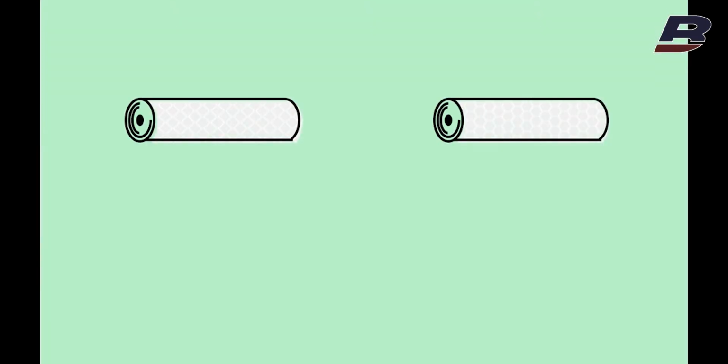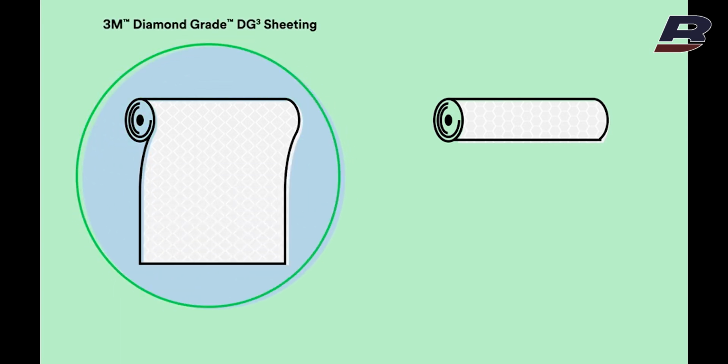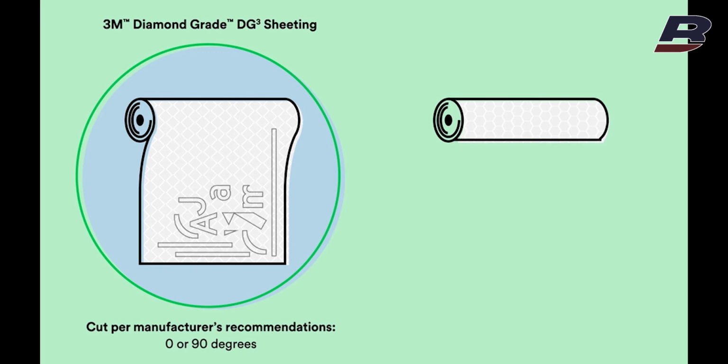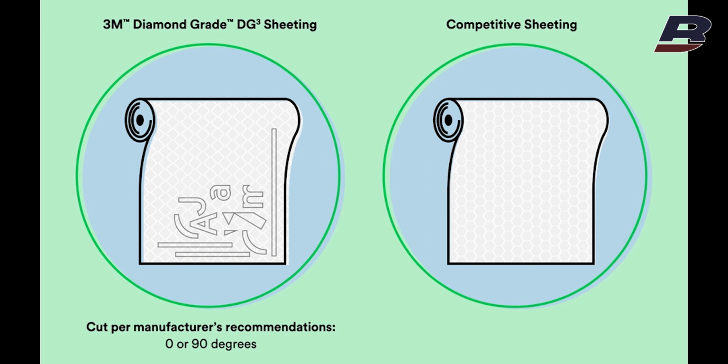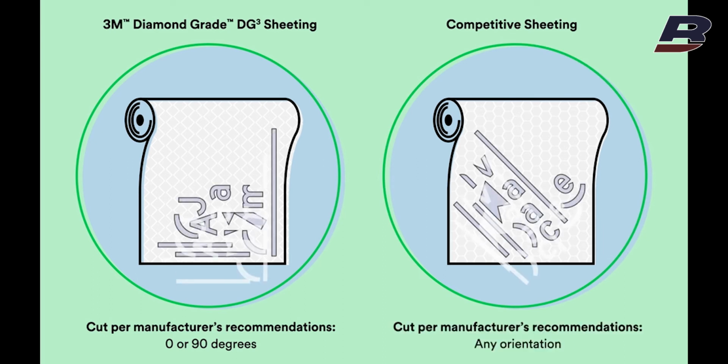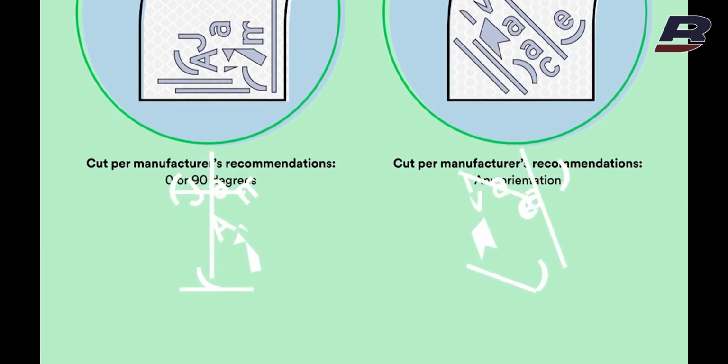We fabricated a sign using two different ASTM D4956 Type 11 sheeting materials. On the left, 3M diamond gray DG cubed sheeting copy was fabricated at 0 and 90 degrees orientation. On the right, competitive Type 11 reflective sheeting was cut at multiple orientations per their sign fabricator recommendations.